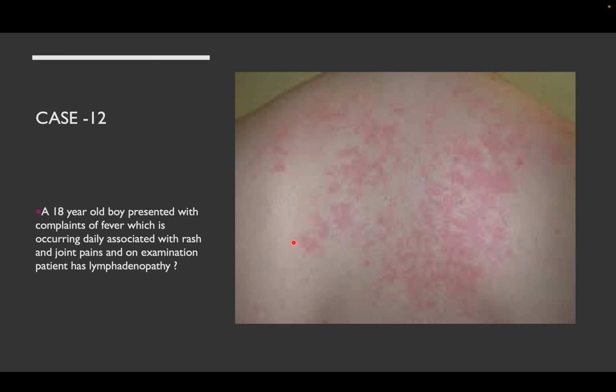So evanescent rash, classically they will present with rash. At the height of fever, rash will be there, then it will subside. Only every day fever will come, at the height of fever, rash will be there, it will subside once the fever has subsided. That is called evanescent rash. That is classical terminology that is used in the case of adult onset Still's disease.